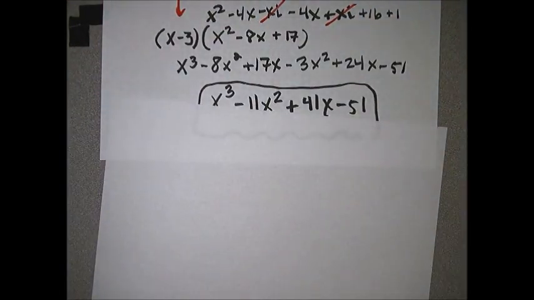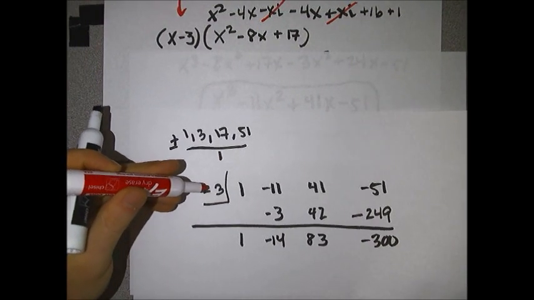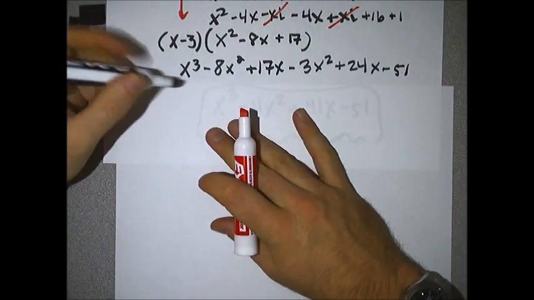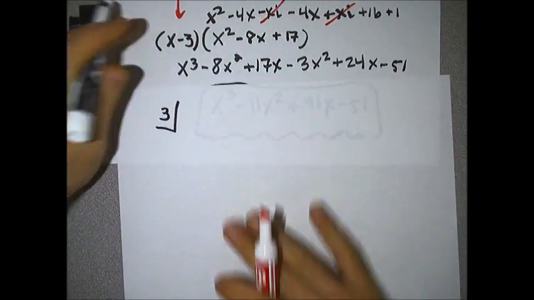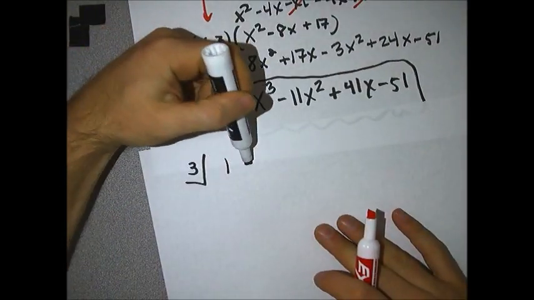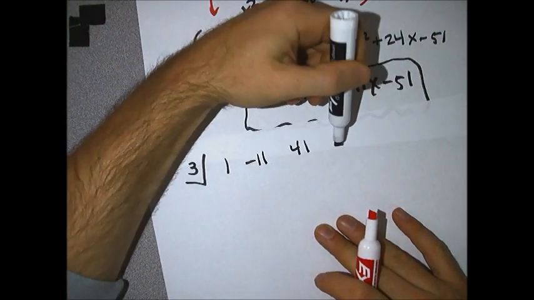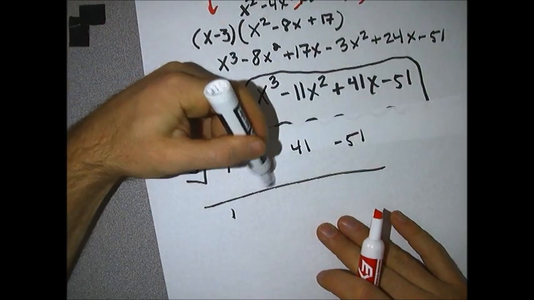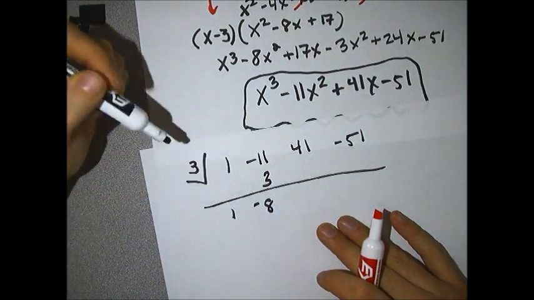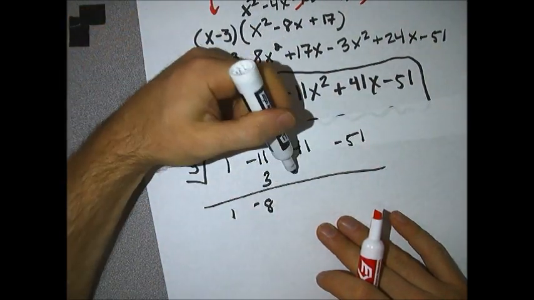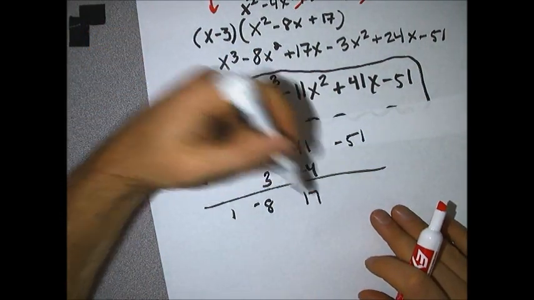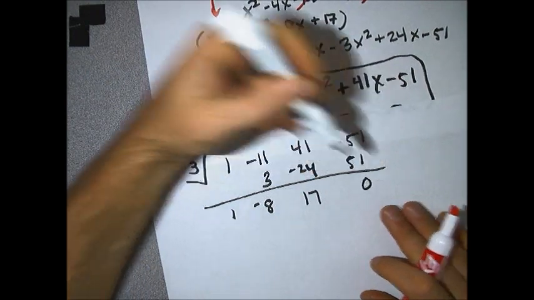All right, so I'm not recording this whole video thing again, so let's do this again. So forget this, it should have been positive 3 in the box. Let's try again. So if I put positive 3 in the box, 1, negative 11, 41, negative 51. Bring down the 1, multiply, add, multiply, add, multiply. There we go. Now I got a remainder of 0.